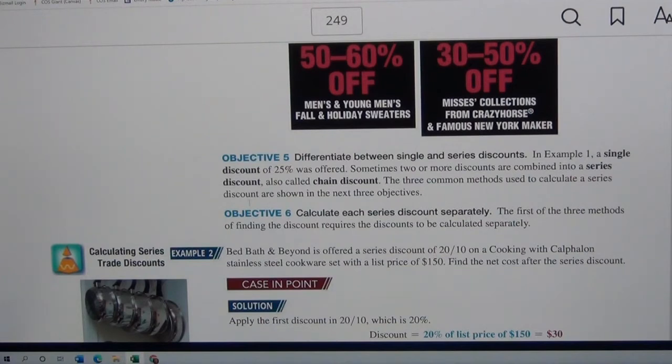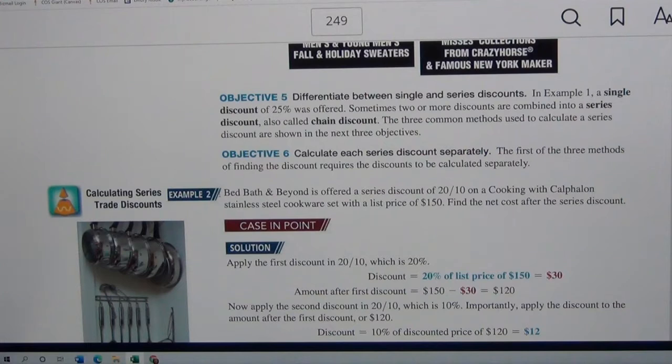The first of the 3 methods of finding the discount requires the discount to be calculated separately, but we're not going to start with the first number to begin with. We're simply going to keep discounting the number that we resolve with. The example here is Bed Bath & Beyond offers a series discount of 20/10. That means they're going to take a 20% discount and then a 10% discount. So the question is how do we compute that?